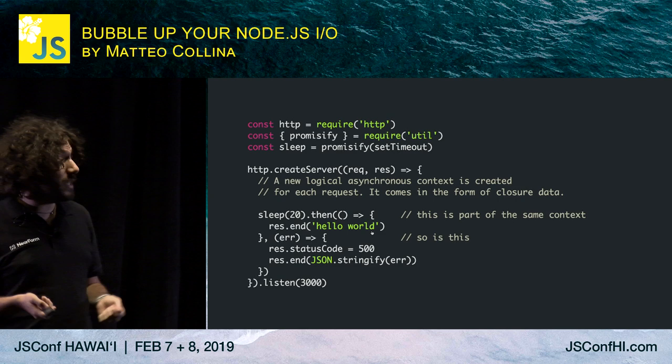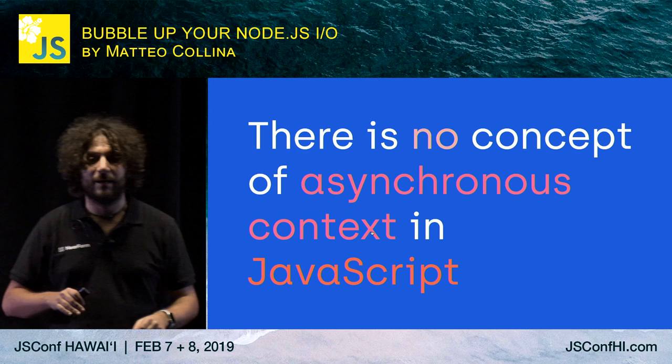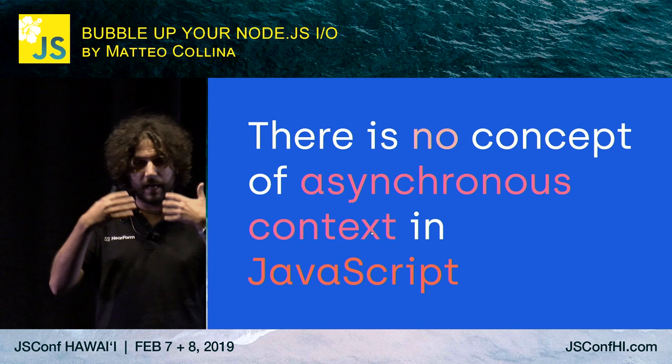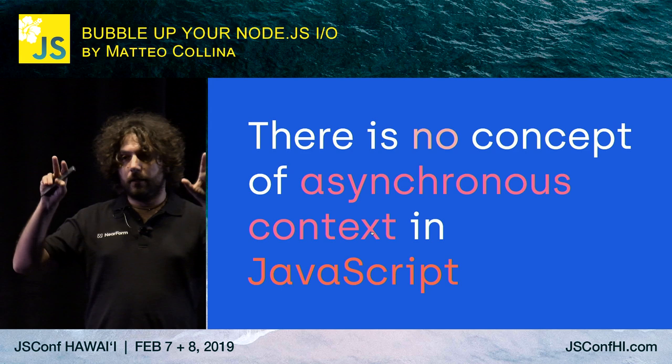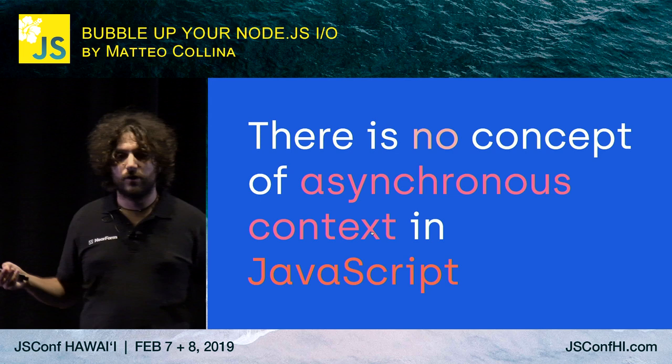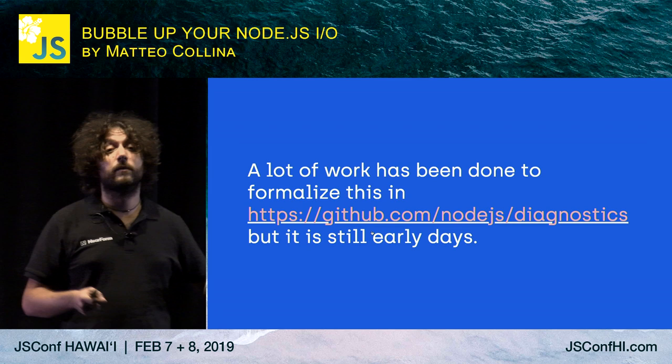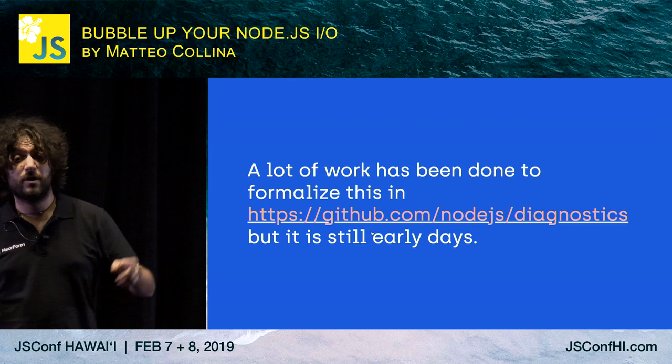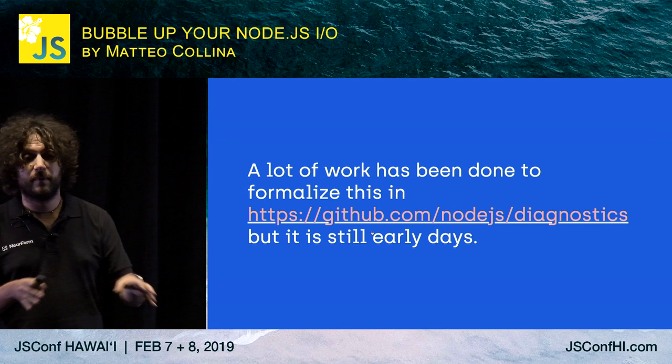However, there is no concept of asynchronous context in the JavaScript language. It's something that is built into how closures work and how the event loop works, but there is no way to control these things in any reflection-oriented way. So it's completely a logical construct, but not a language feature. There is some work in making this a reality, where there is actually a concept in the language. You can find some of the work done by the diagnostics working group in Node.js. Check it out, it goes a little bit into the deep depths of this, and it's really, really interesting to read.